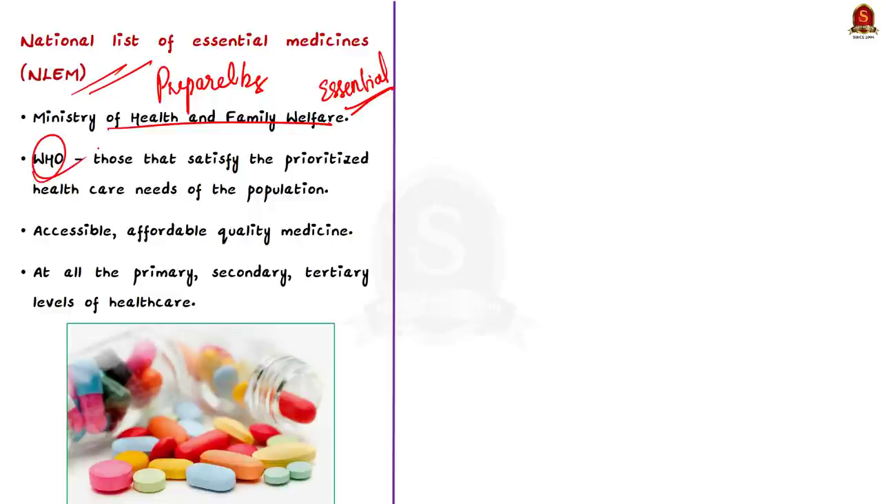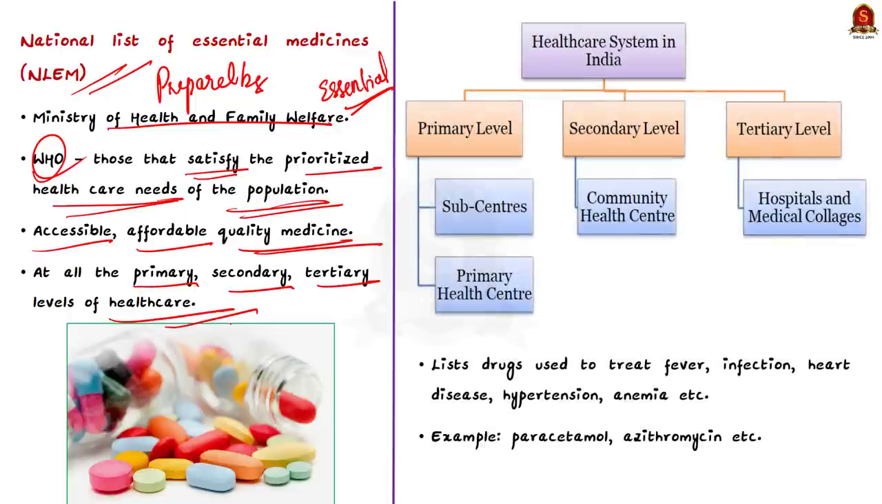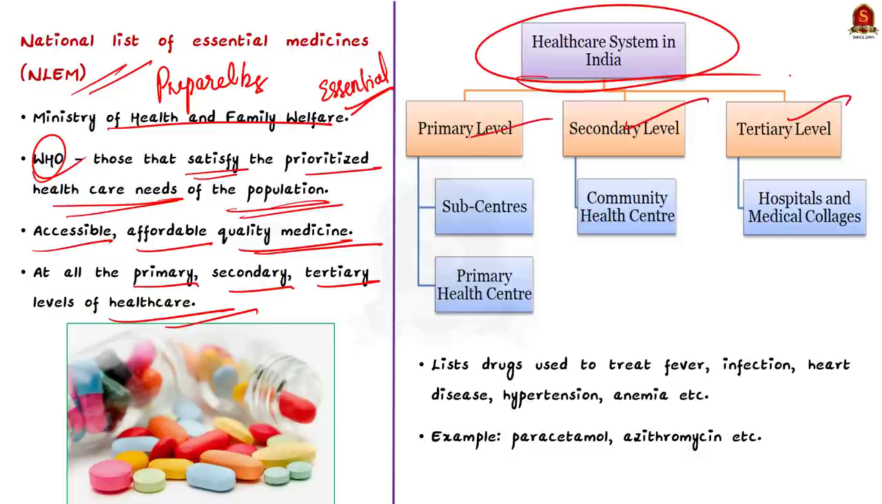World Health Organization defines essential medicines as those that satisfy the prioritized healthcare needs of the population. Now, this NLEM or the National List of Essential Medicine aims for accessible, affordable, quality medicine at all the primary, secondary and tertiary levels of the healthcare. Just have a look at this image, you will understand what are the primary, secondary and tertiary levels of the healthcare in India. Okay. So, the NLEM aims for accessible, affordable, quality medicine at all these levels.